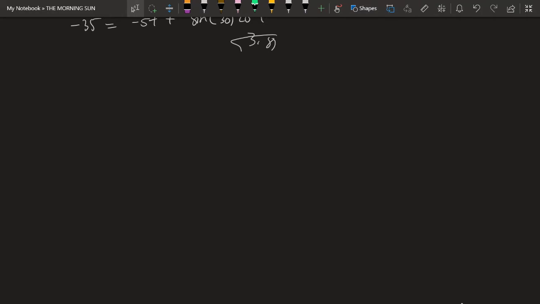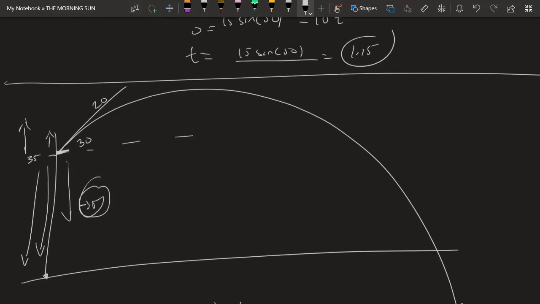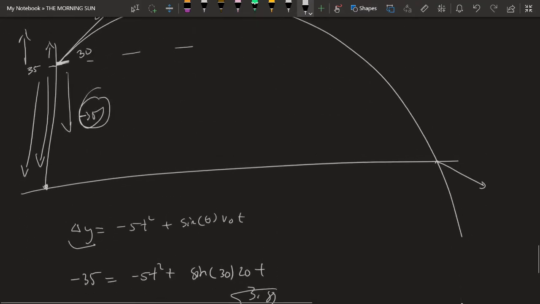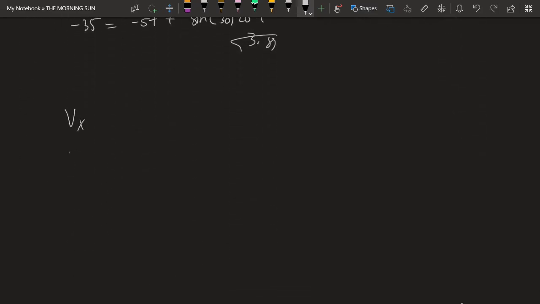Now, how do we know what speed the ball hits the ground at? Well, let's go back to this. We want to find the speed over here, right? Well, we have to break it down into its components along the x and y plane. So we need to find Vx, we need to find Vy, of course.